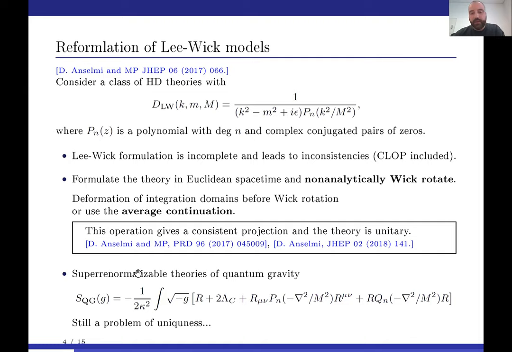The problem was that there is still a problem of uniqueness, because there was no way to fix these polynomials, which degree they should be, whether they should be different or the same. If they satisfy the Lee-Wick conditions, then they were all okay. So what we wanted to do was to find a way to get rid of the ghost in Stelle theory, which is the unique theory which is strictly renormalizable in four dimensions.